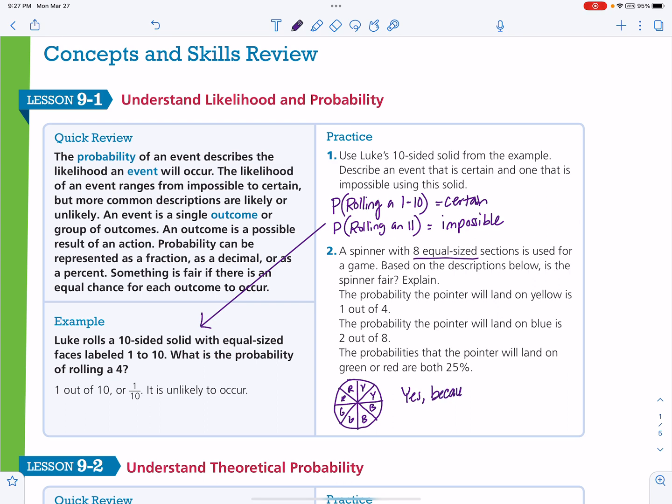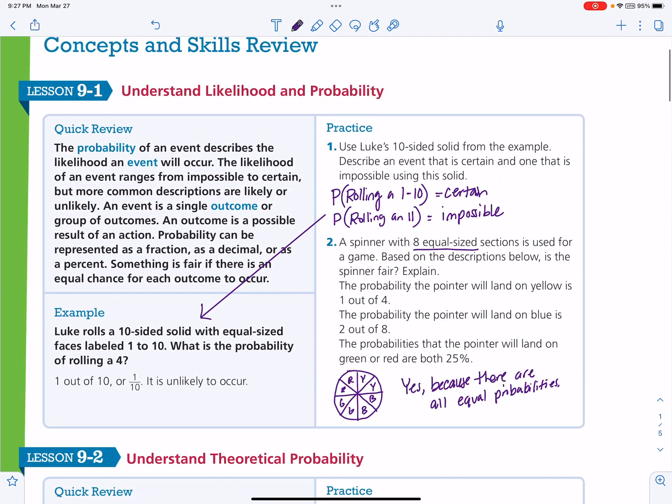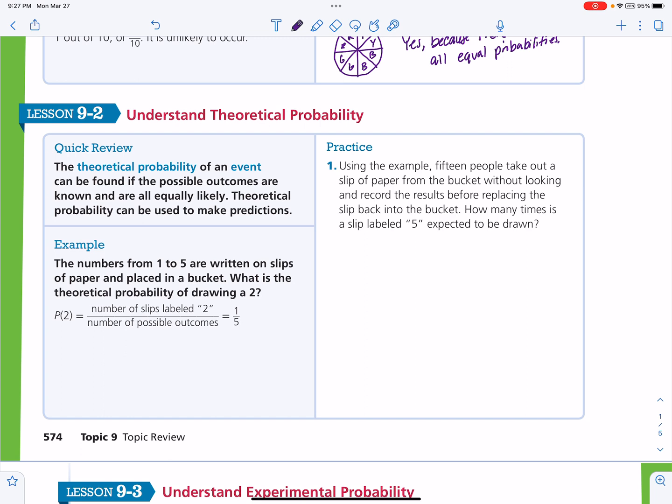Yes, because they are all equal. How about we spell equal right? Equal probabilities, okay? And so there we go. But you can see how the picture really helps solve that. Your test question is number 1. So you're going to have to identify, you're going to have to write something like this and something like this, just so you know.